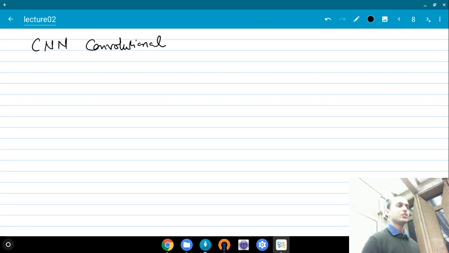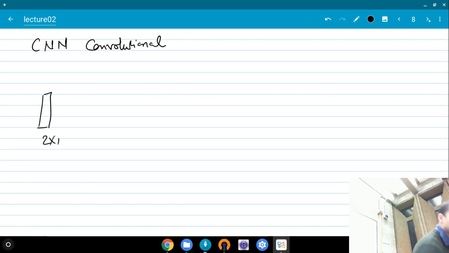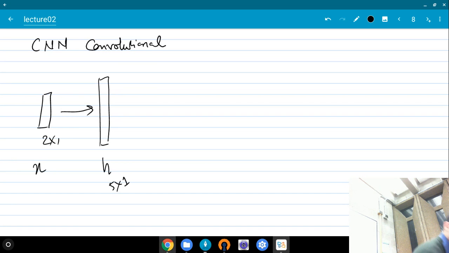So in terms of pictures, we had an input which is a vector. In fact, it was 2 cross 1, but the dimension doesn't matter. We said it gets transformed to a vector which we called h, and this was x, right? It gets transformed from here to here. Let's say this is 5 cross 1 in a running example.